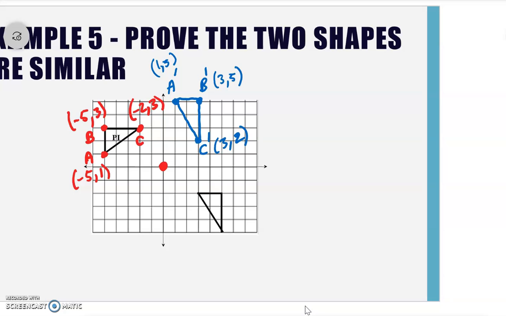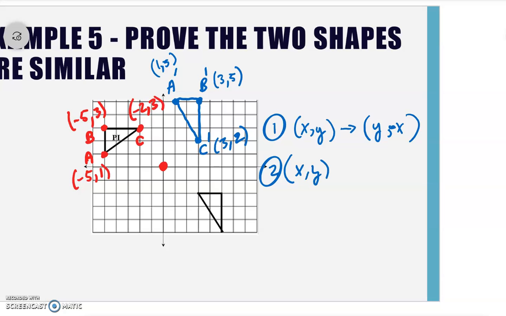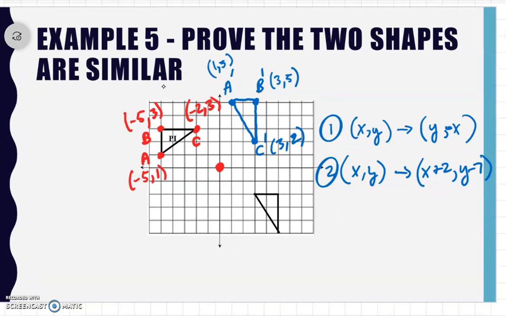So to finish this off, we would say the first transformation that happened is a rotation of 90 degrees, which the notation looks like this. What did we do? We switched x and y, and then x became opposite, right? That's how you write it. And then secondly, we translated, which means original xy, and then we went right 2 and down 7, right? So x plus 2 and y minus 7. And that's how you're proving that the shapes are similar, by some series of transformations, 2 transformations that put one shape exactly on top of the other shape.